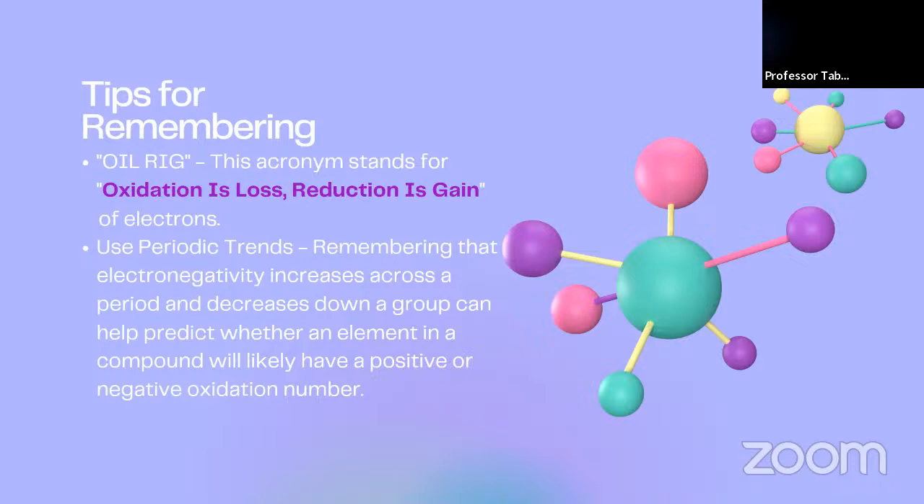Is this rule right here. Remembering that electronegativity increases across a period and it decreases down a group can help you also predict whether an element in a compound will have a positive or negative oxidation number. Now, we're going to keep that in mind because there are some exceptions even to that rule. And if you know what electronegativity is, that also helps you as well.